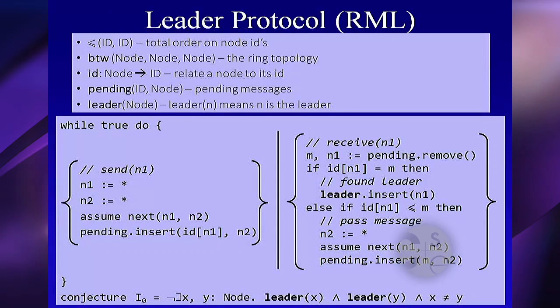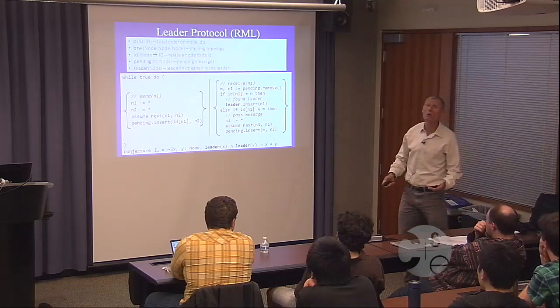And here you see the code. It's a loop, and in the loop, you non-deterministically decide if you send or you receive. You can arbitrarily send arbitrary messages, and every time you send a message, you non-deterministically select two nodes in the ring and insert the ID of one node into the other node. The receive is slightly more complex. You take a node from the queue, you remove it, you check if its ID is the same as M, and you insert it into the leader. Otherwise, you check if it's less or equal, and then you basically check the ring and insert into the next element. So this is a programming language, and this is how we model things.